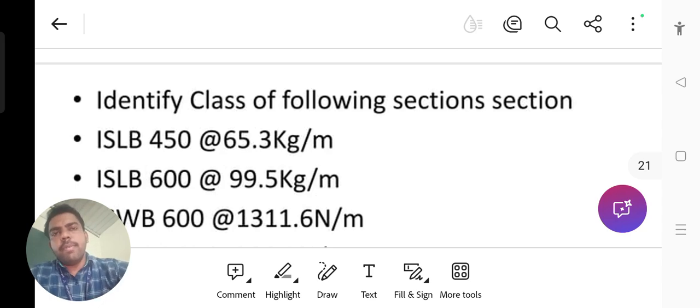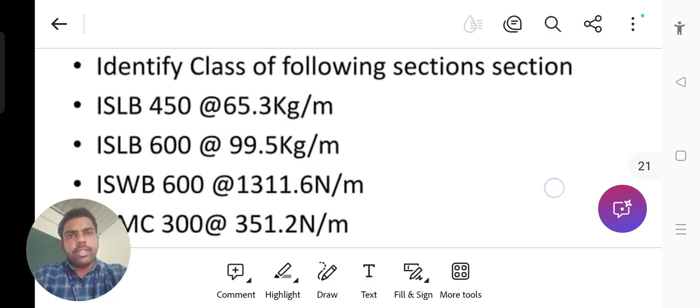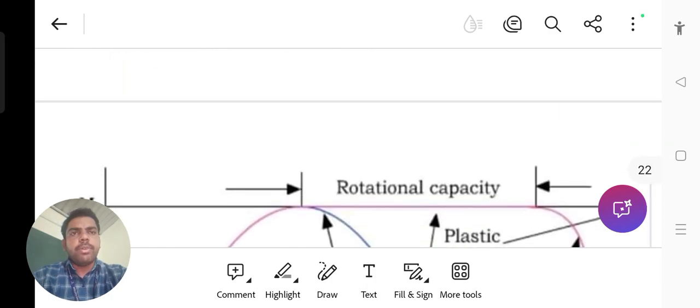ISLB. ISLB means Indian Standard Light Beam. I means it is represented as an I section. That is the depth, I section depth 450, at the rate of unit weight of that member, 65.3 kg per meter. And ISLB, Indian Standard Light Beam, 600, is the depth of that beam, at the rate of 99.5 kg per meter. That is the self weight of that section. And ISWB 600 at the rate of 1311.6 Newton per meter. These are some more examples.